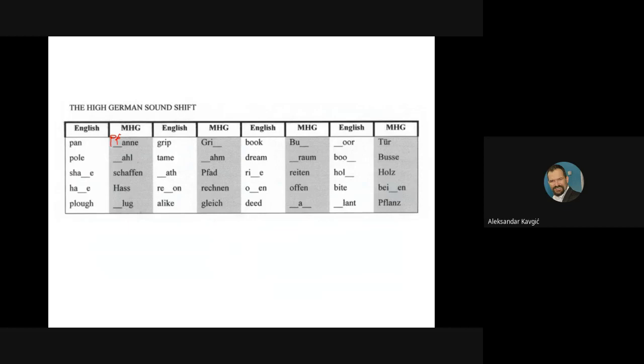Then let's look at the second one in the same first column. So what could be Paul? Now you know. P becomes pf. So this is Pfau. This is also a noun. You know that in German, these nouns are spelled with a capital letter. So it's Pfau. Now here, we have shape.